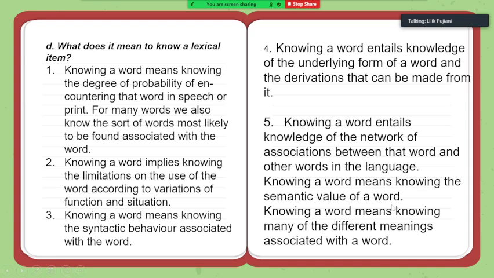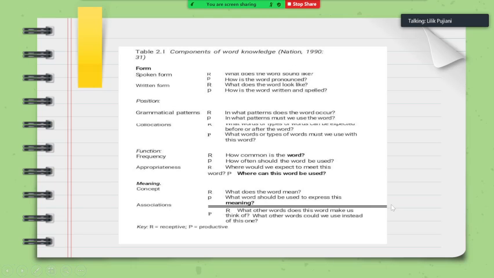We go on to the next slide. Here are the tables of components of word knowledge. In components of word knowledge, there is form, position, function, and also meaning. The form consists of spoken form and written form. For the position, there is grammatical patterns and collocations. And for the function, it consists of frequency and appropriateness, and the meaning consists of concept and associations.